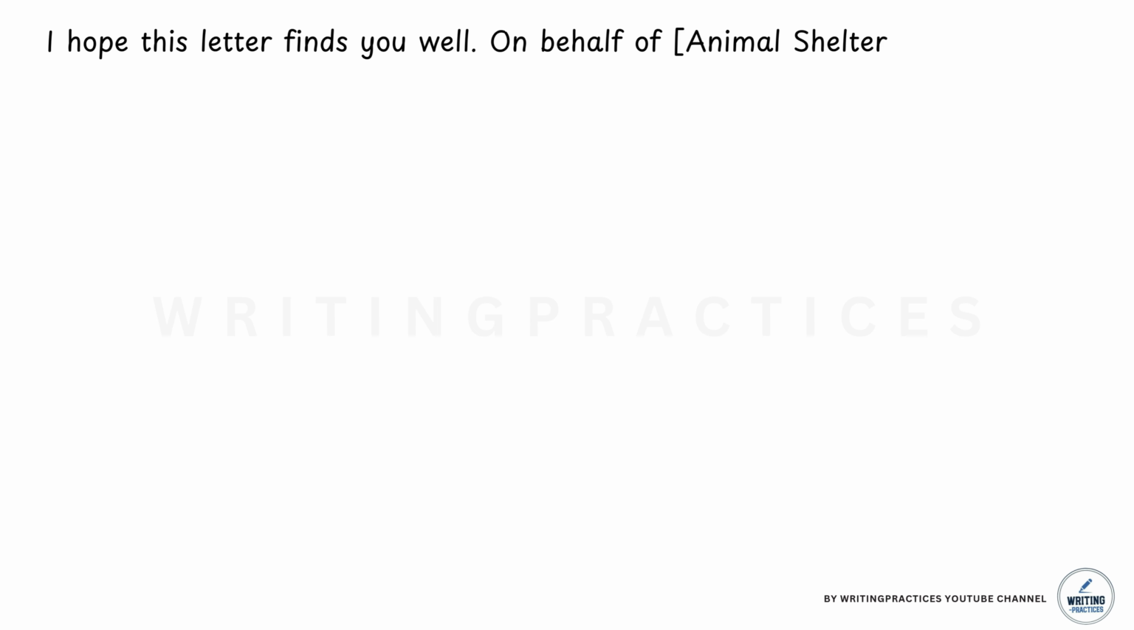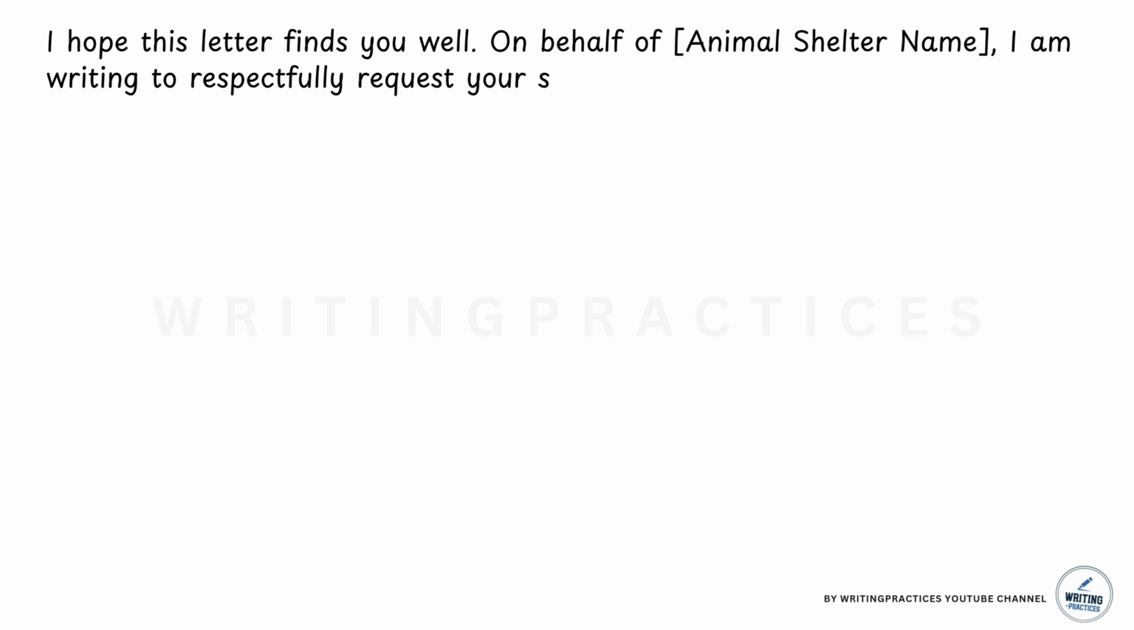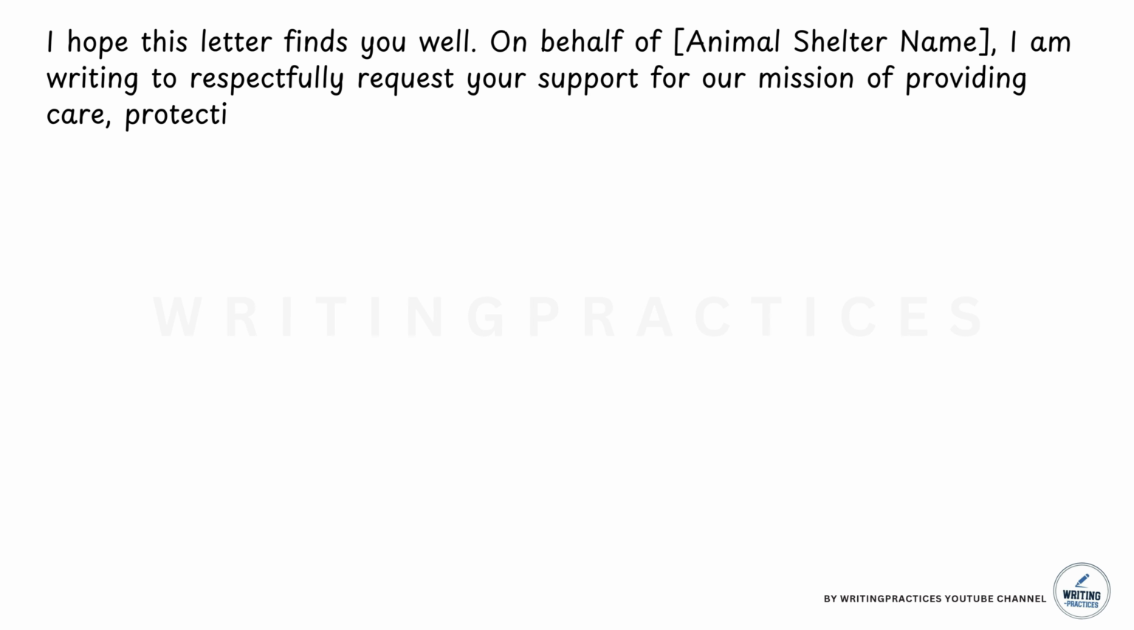Opening paragraph. Now begin the letter by introducing the request. For example, I hope this letter finds you well. On behalf of Paws and Hope Animal Rescue Center, I am writing to respectfully request your support for our mission of providing care, protection, and shelter to animals in need. This paragraph introduces the purpose of the letter and establishes a positive tone. A welcoming introduction helps engage the donor before discussing funding needs.